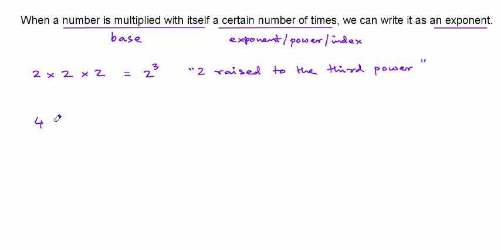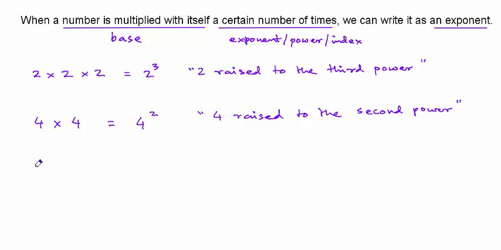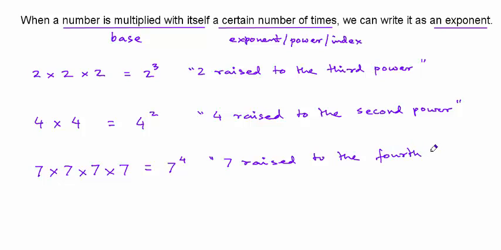Similarly, when 4 multiplies with itself 2 times, we call that 4 raised to the second power. And when 7 multiplies with itself, let's say 4 times, we have 7 raised to the fourth power, also called 7 raised to the fourth power.